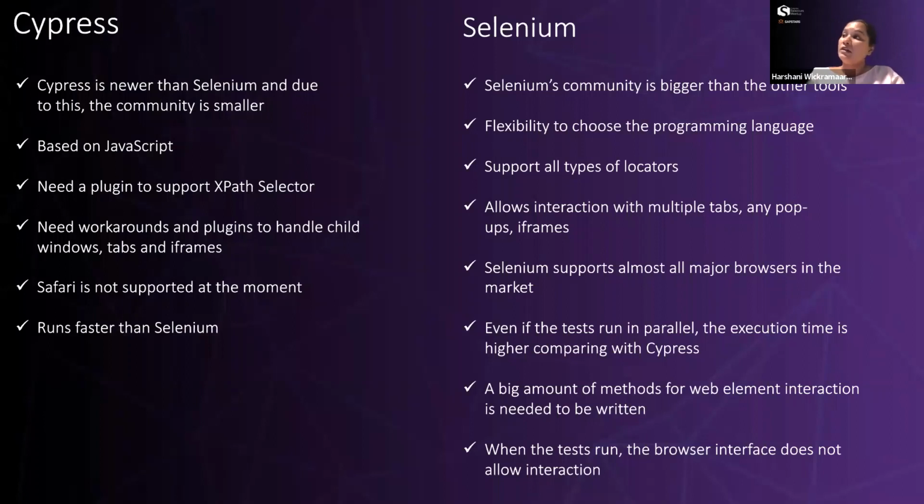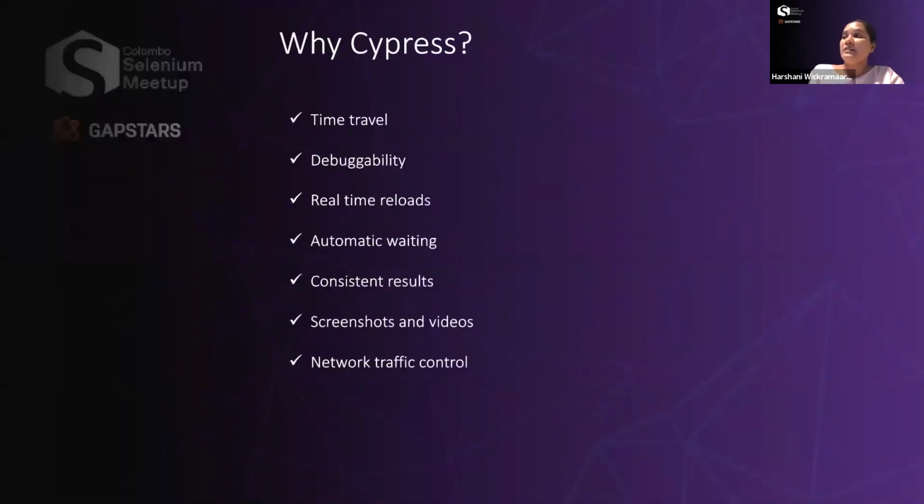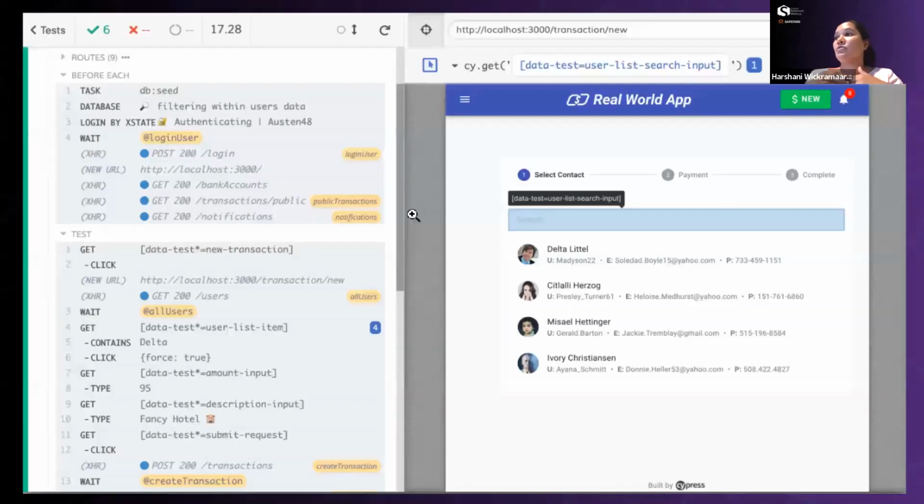So let's see what are the cool features that are available in Cypress. First thing is time travel. Let me explain this with this test runner. So in Cypress, we have two main methods to execute the test. First is this test runner, and the other is we can use the CI method. Later I will explain it.